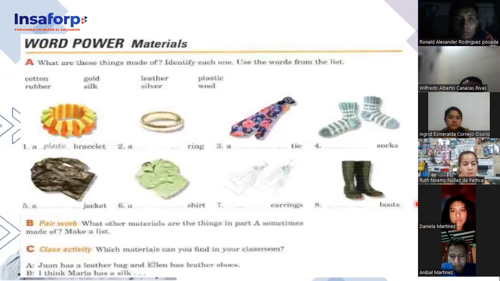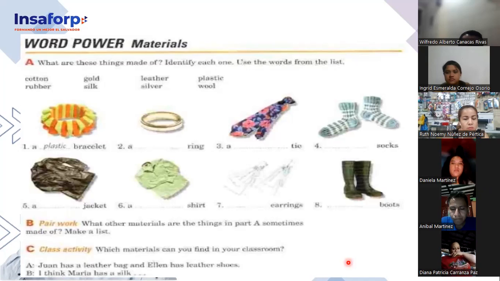Ruth? Hello? Hello, Ruth. Perdón, teacher, no le entendí. Vale, Ruth. Estamos hablando de los diferentes artículos y de qué son hechos cada uno de ellos. Estamos mencionando aquí en el ejemplo, decíamos, Juan has a leather bag. ¿Qué es lo que vamos a hacer? Utilizando esa misma estructura, usted me va a decir, por suponer, Daniela has silver earrings. Puede ser un ejemplo de ello, ¿verdad?